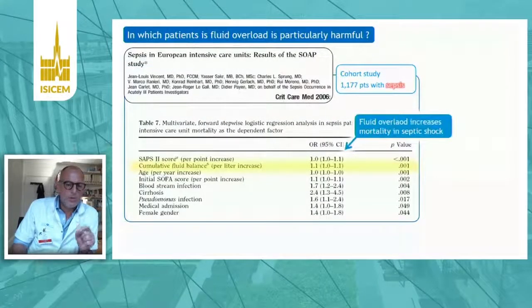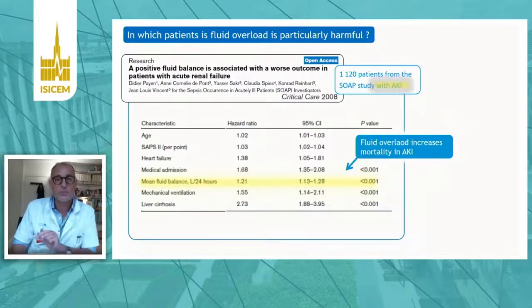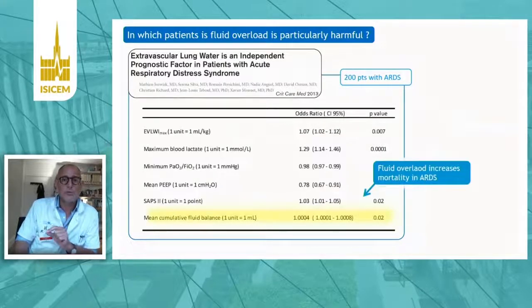Nevertheless, here we must ask, in which categories of patients has fluid overload been demonstrated as an important risk factor? The first population is clearly septic shock patients. And you remember the results of the SOAP cohort, the cumulative fluid balance was an independent predictor of mortality in these patients. And the same was observed in patients with acute kidney injury, and the same in this study with 200 ARDS patients. The more you give fluid to these patients, the more they die.